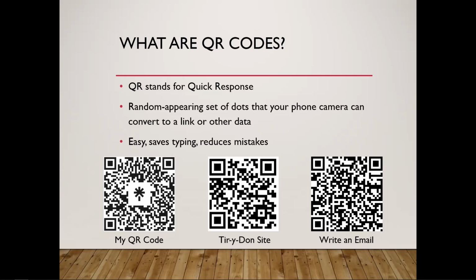Here are three examples. The one on the left is my QR code. It takes you to a Linktree site, and I'll talk about how I created that and what that is in a little bit. The middle one takes you to my Baronial website that I maintain, the Barony of Tiradon. And then just an example of something else you can do with QR code, the QR code on the right will pull up your email app on your phone, and we'll start an email with a destination, a subject line, and a body of text.